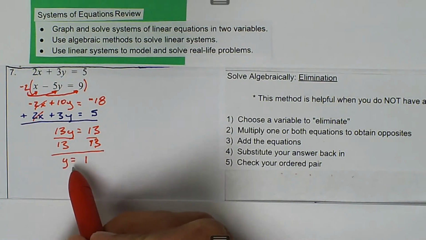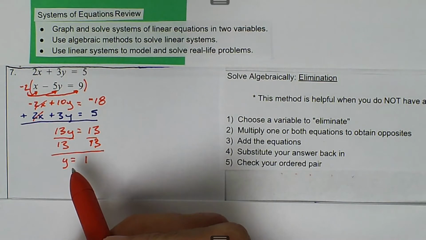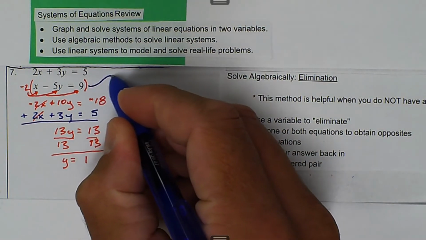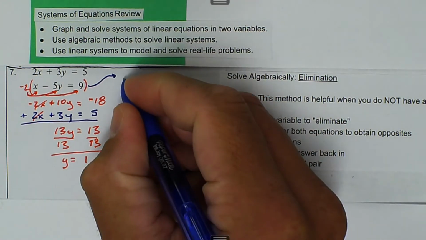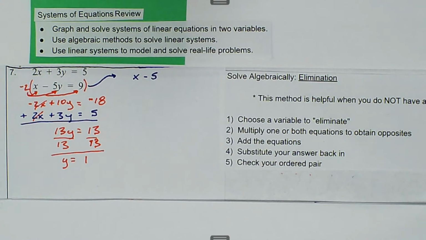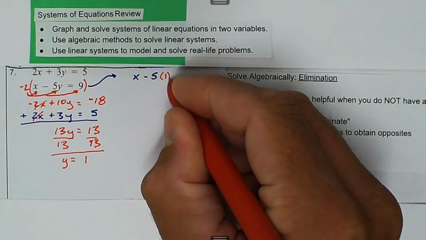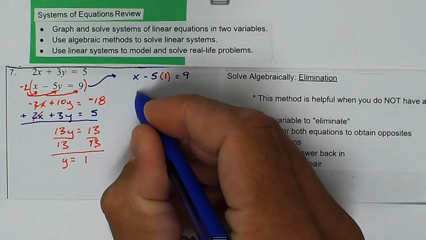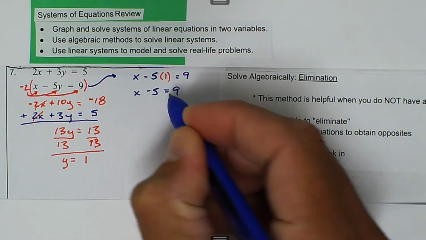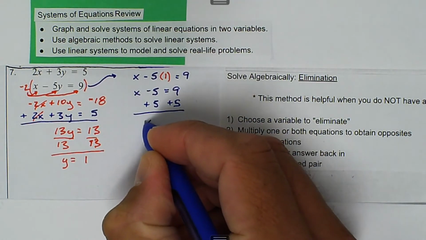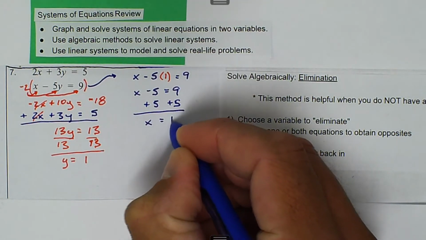So now that we have y is equal to 1, we can substitute that back. In this case, I'm going to pick the bottom equation here. So I'm going to take this bottom equation, and I'm going to substitute the y in. So we're going to have x minus 5, and then we're going to take the y out. I'm going to say times 1, and that is equal to 9. So then we have x minus 5 equals 9. Add 5 to both sides, and then we get x equals 14.